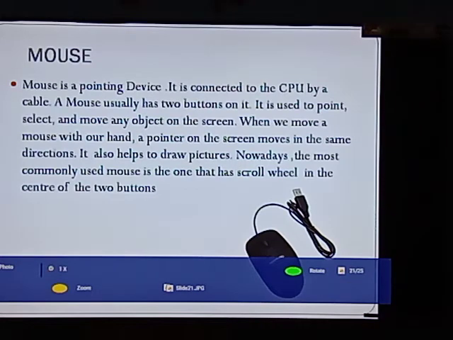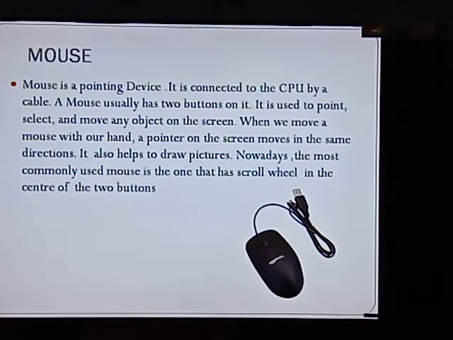The next part of computer is mouse. Yes, it looks like a rat. You all can see in the given picture. Mouse looks like a rat. Mouse is a pointing device. As you all know, we use mouse to point at objects. It is connected to the CPU by a cable. Yes, it is true. The mouse is basically connected with a cable to the CPU.